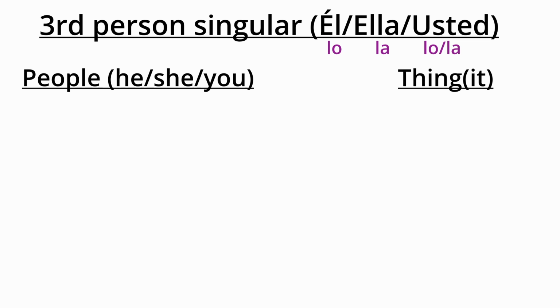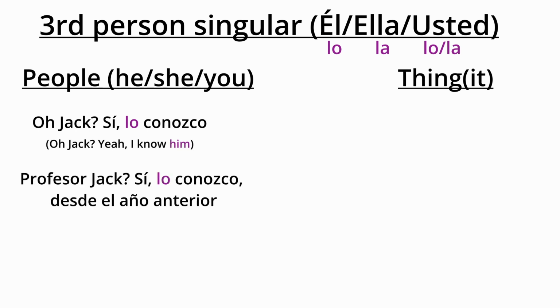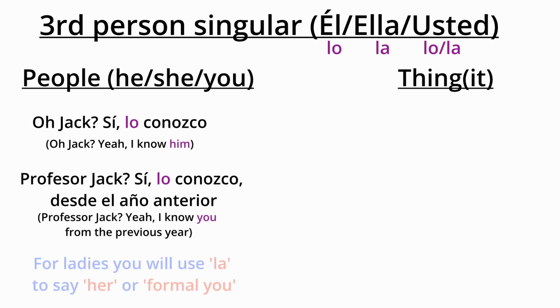But since Spanish is a gendered language, that means that this someone can be either a man or a woman, for example your college professor. So when you're going to talk about your friend Jack, you will say, for example, oh Jack, sí, lo conozco, which means, oh yeah, I know him. But when you're talking directly to your college professor Jack, the sentence lo conozco will mean I know you. Same goes for ladies. We'll discuss this in bigger detail soon.